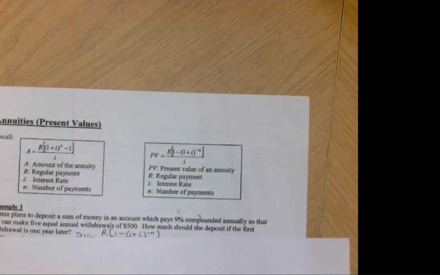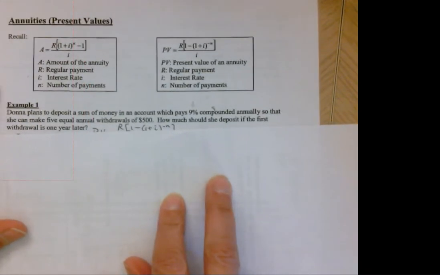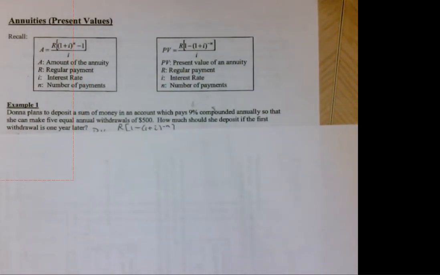Present value. Let's do some examples of present value. I'll step through them again very quickly, but the point is that we're going to talk about what makes it a present value of an annuity question. How do you know from the question? So Donna plans to deposit a sum of money in an account which pays 9% compounded annually so that she can make 5 equal annual withdrawals of $500. How much should she deposit if the first withdrawal is 1 year later?